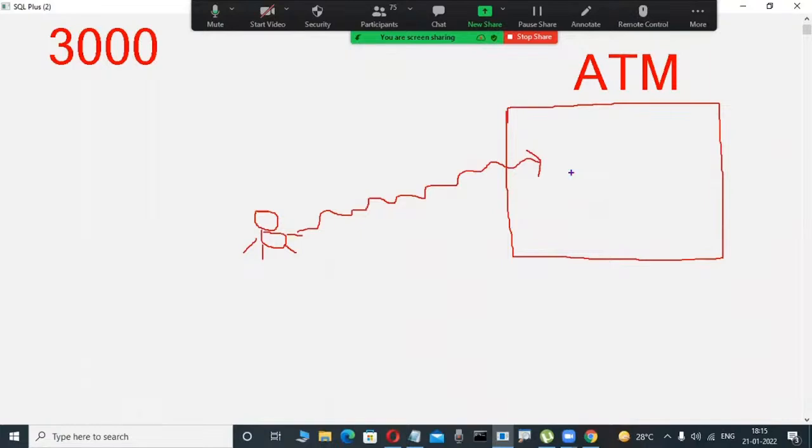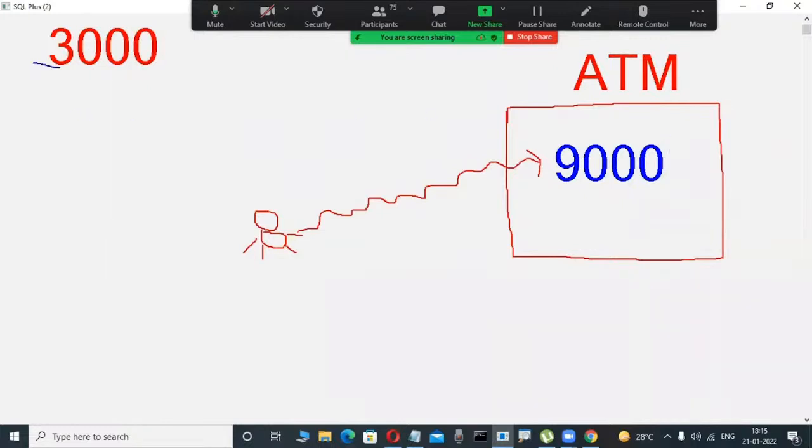Now I decided to withdraw some amount. Okay, fine. But unfortunately, my available balance is 3,000. Whenever I insert the ATM card and enter an amount, it will ask. In that case, say I mentally decided to withdraw 9,000 rupees. For example, whenever I try to withdraw 9,000 rupees, now am I getting 9,000 rupees?